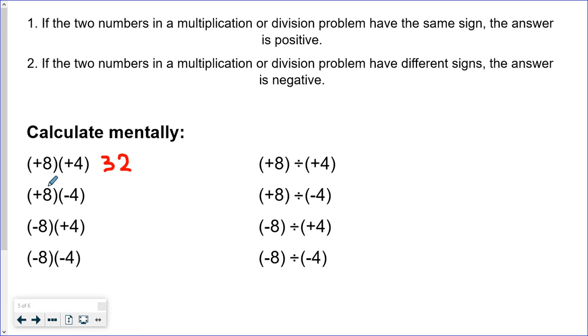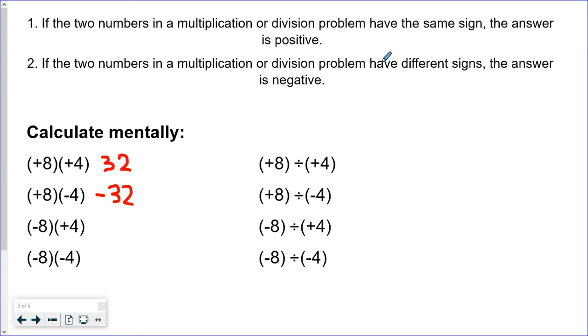This next one here, I have a positive 8 and a negative 4. Now this time it looks like one's positive and one is negative. So it says if the two numbers have different signs, which this one does, then the answer's got to be a negative answer. So again, when I multiply 8 times 4, I know that that's 32. But since one is positive and one is negative, this answer right here is a negative 32.